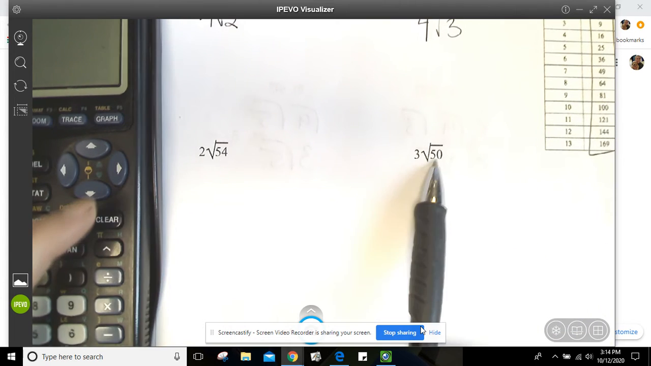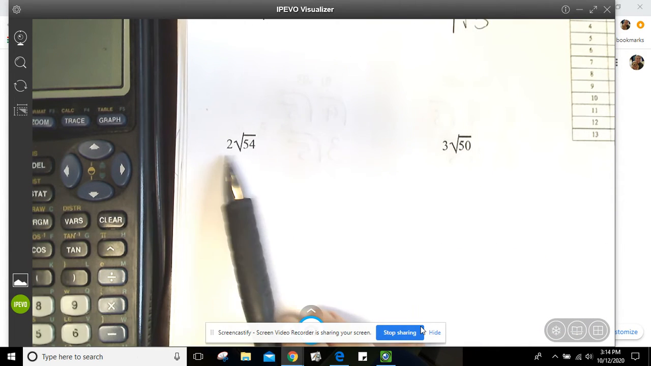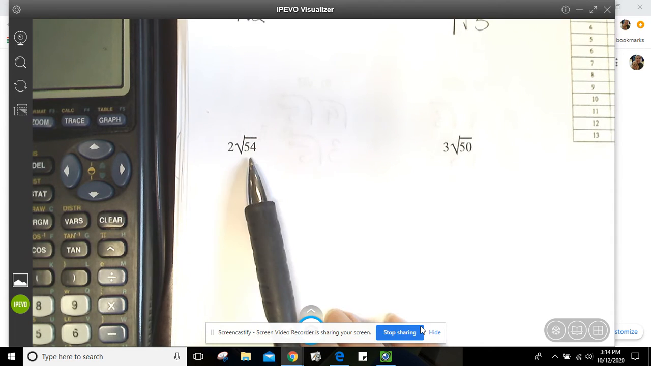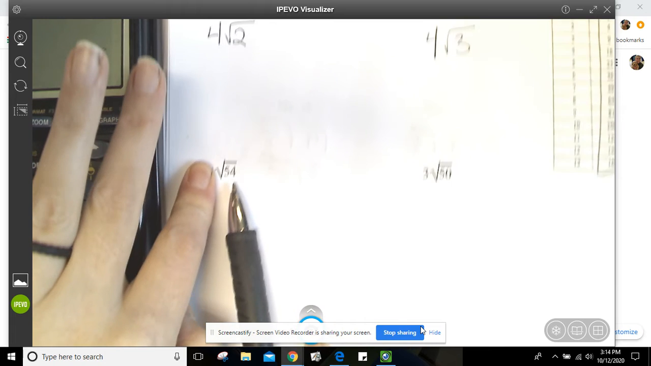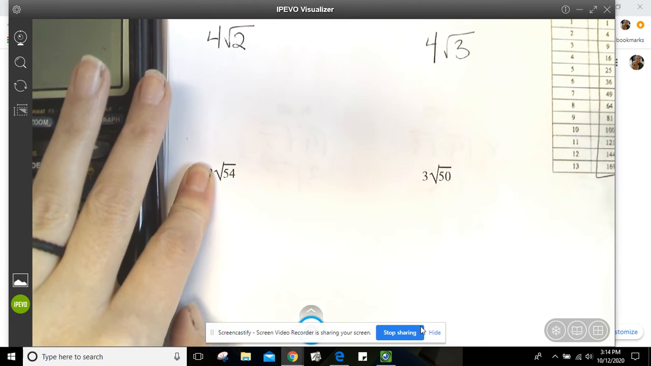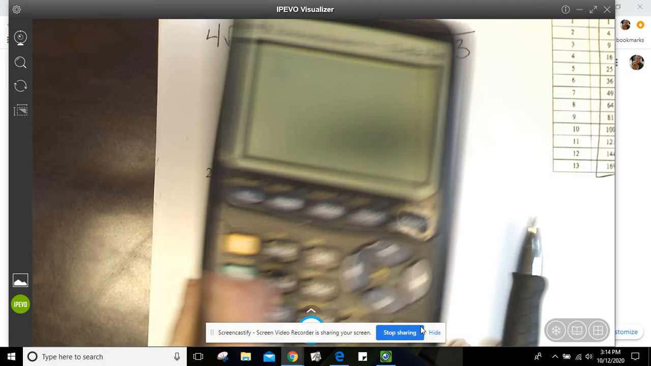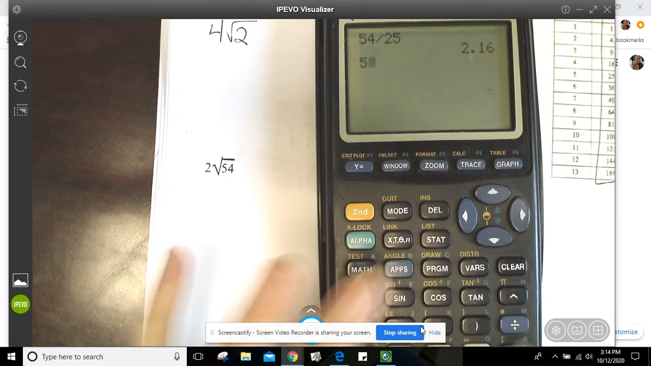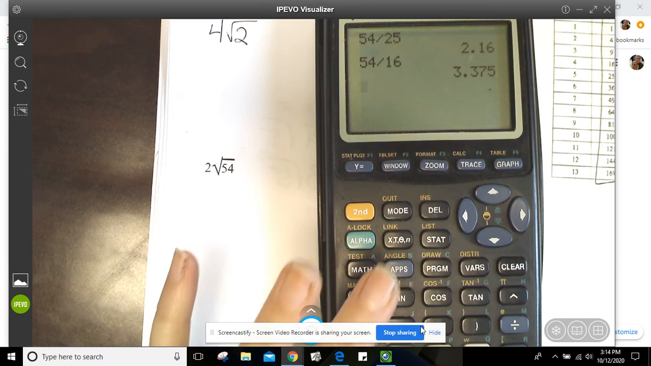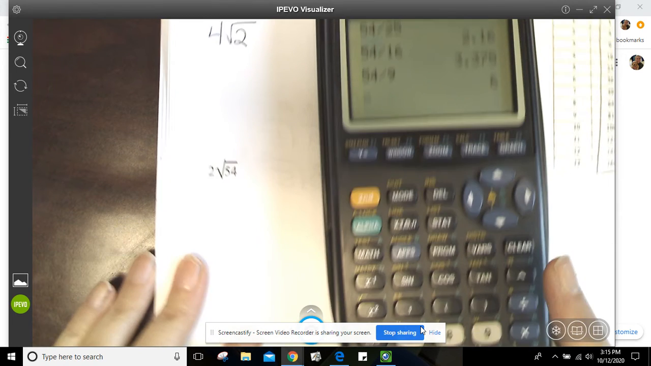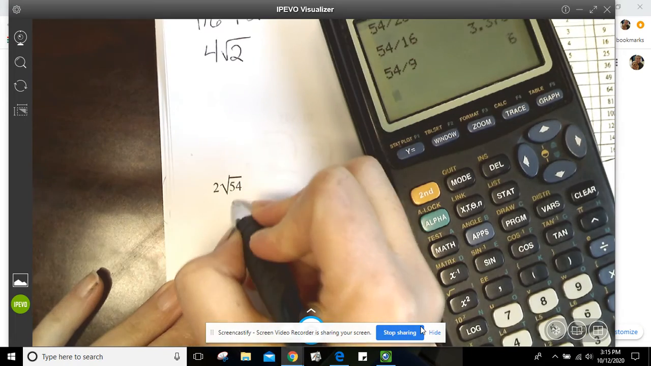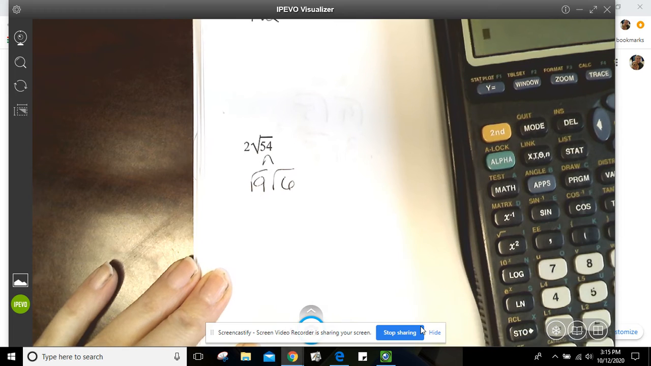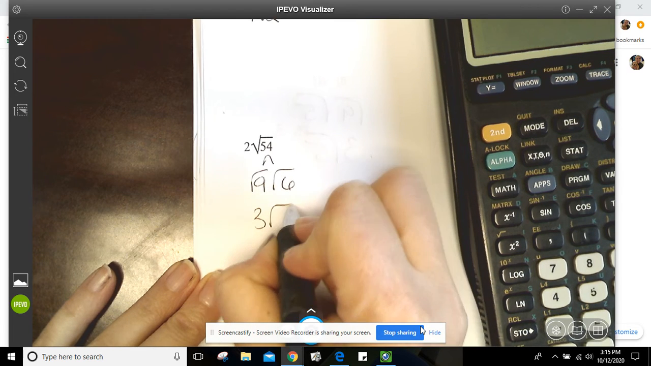When we're looking at these two bottom ones, what happens when there's a number on the outside is you still break down the square root like normal. So I'm going to be dividing by my perfect squares over here. So I'm trying to figure out what perfect square goes into 54. So 54 divided by 25, 16, 9. All right, so 9. So 54 breaks down as root 9 times root 6. And then the square root of 9 is 3.